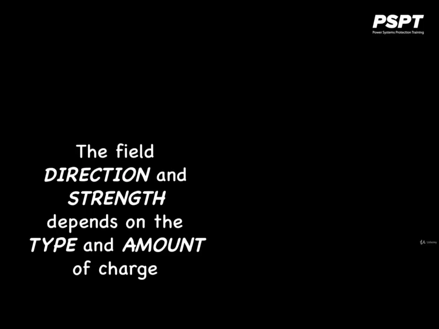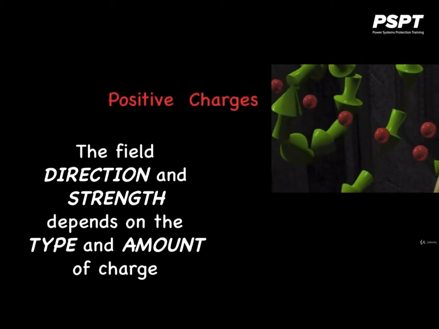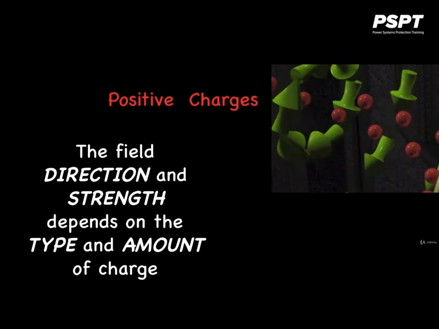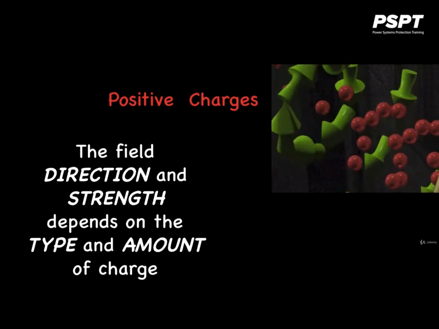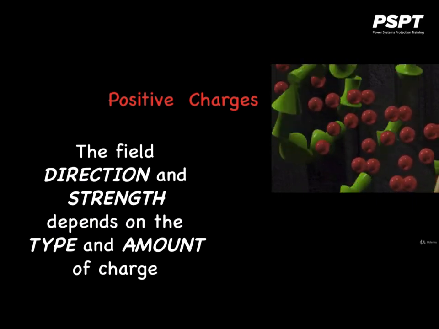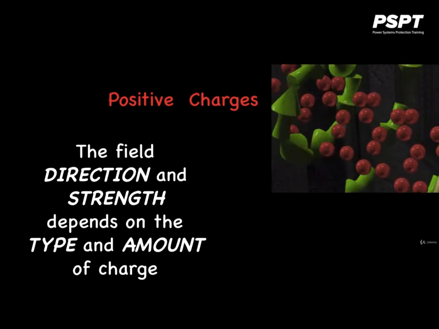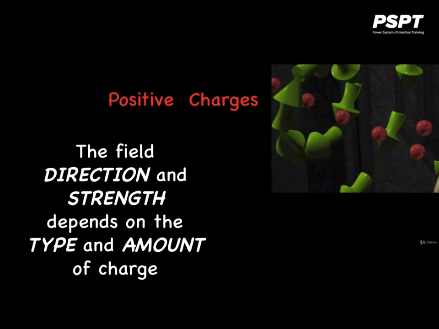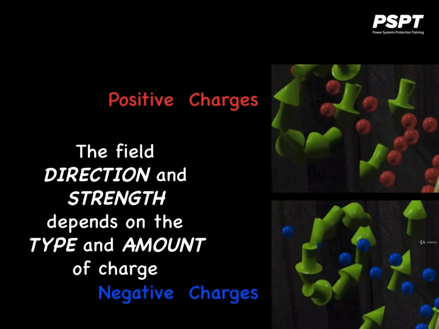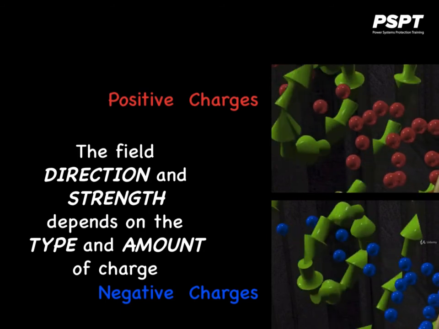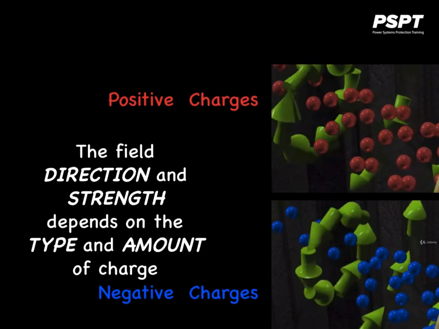The field direction and strength depends on the type and the amount of charge. We've been looking at positive charges, and if there are more than one charge or even many charges, the field strength will increase and is directly proportional to the amount of charges. Also, if the charges are negative, the field will be in the opposite direction to the motion of the negative charges.